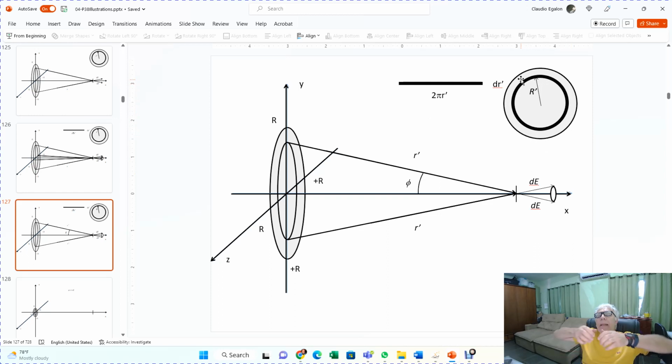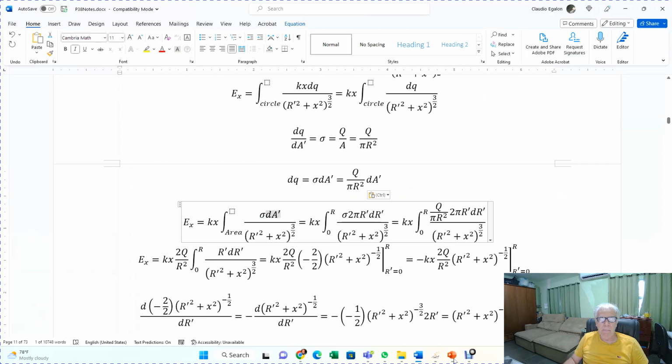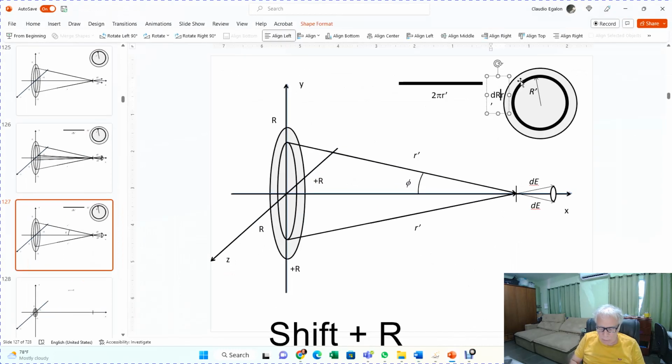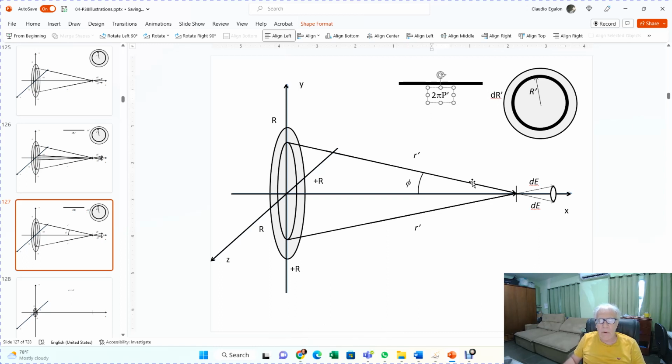See my ring here? We can cut it down and stretch it, right? This ring has a side dr prime and a length 2 pi r prime. So the area is going to be 2 pi r prime dr prime, right? And of course, don't forget, this should be capital R, so you don't mix up with this other r prime.